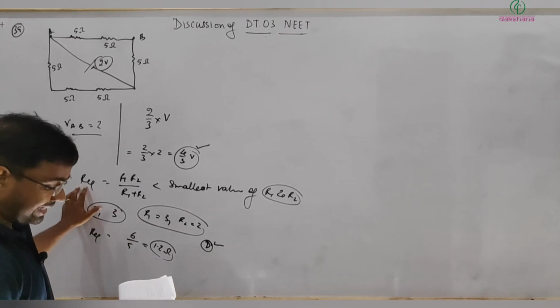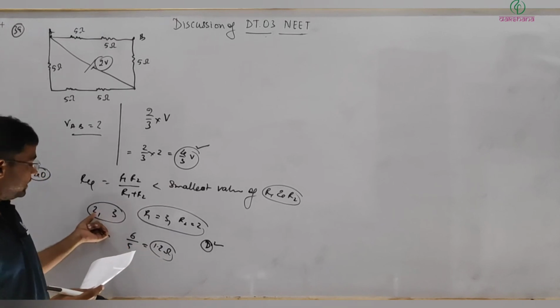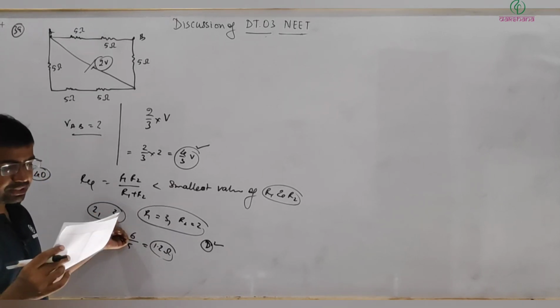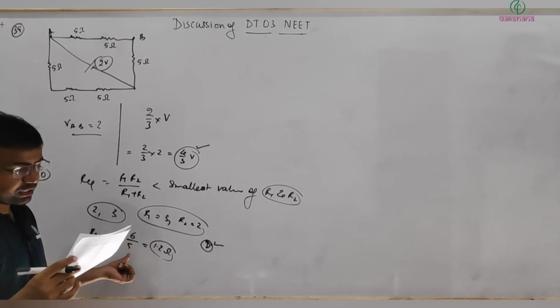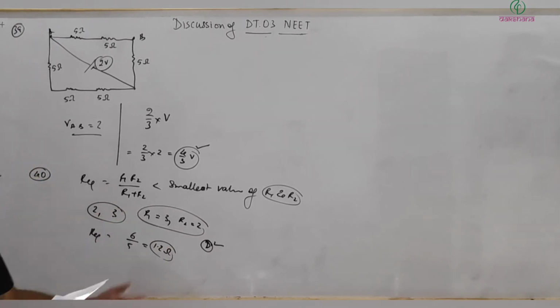This R is smaller than R1, right? So R is smaller than this and smaller than this, which is actually the correct option. The remaining you can check. It's greater than 2, meaning this, it's definitely not, so that's not right. So D is the correct option.